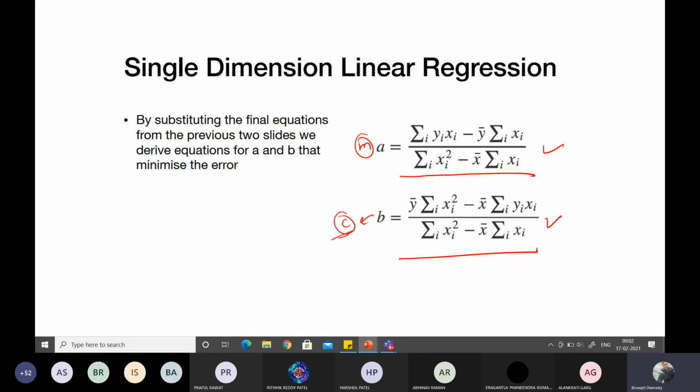Okay, so I have shown you that example. While discussing that example, I directly told you that this is your slope formula. So that's how the slope formula has been derived from this mathematical analysis. Once we have your slope and your y-intercept, then the equation of your regression line is there.